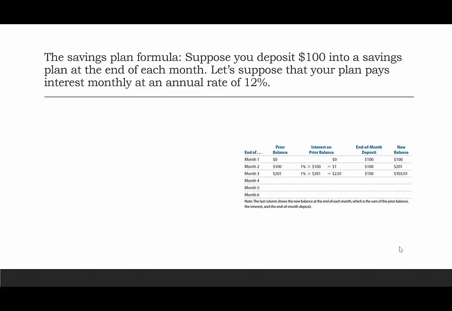For now, we're going to suppose that we deposit $100 into a savings account at the end of each month. Let's suppose that your plan pays interest monthly at an annual rate of 12%. So if it's an annual rate of 12%, what this means is that we are receiving how much interest each month? Well, that would be 12% divided by 12. So this indicates 1% interest per month.